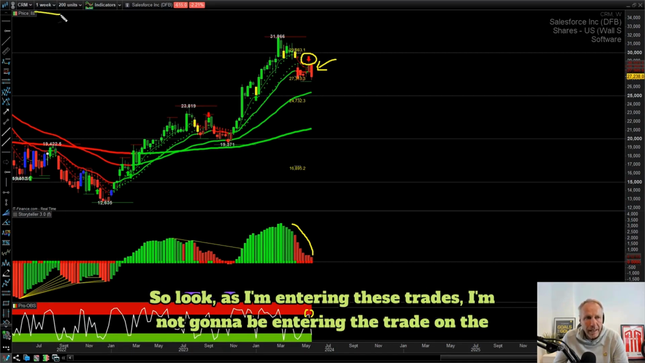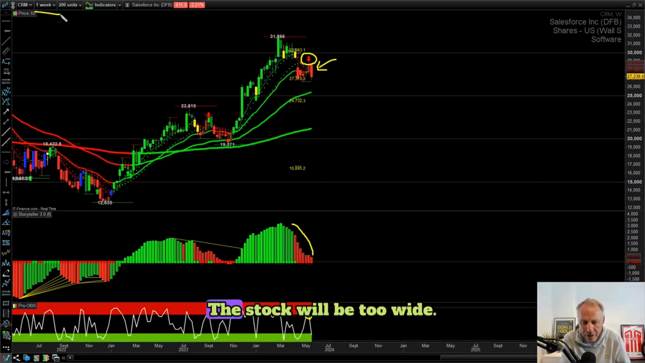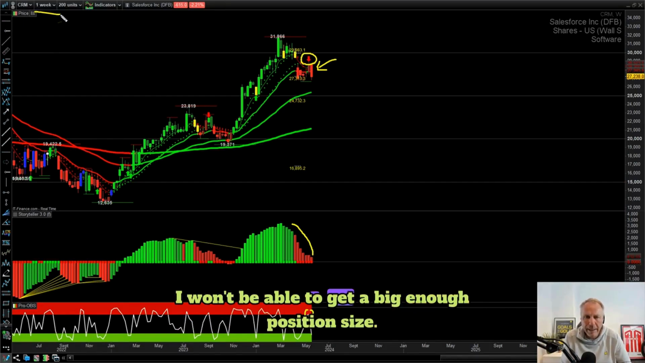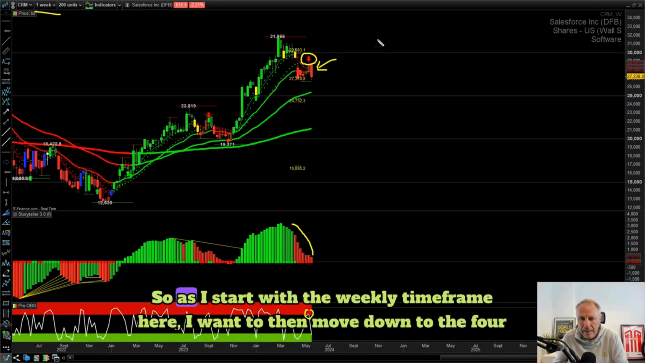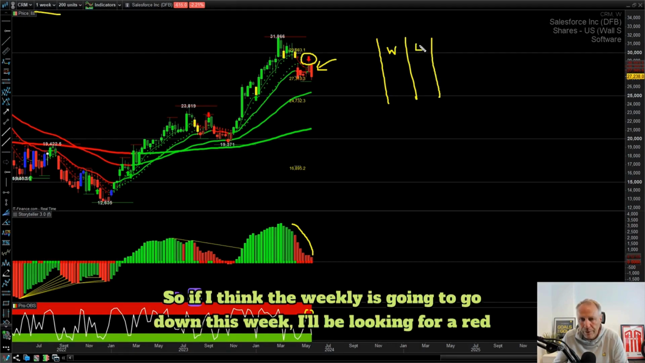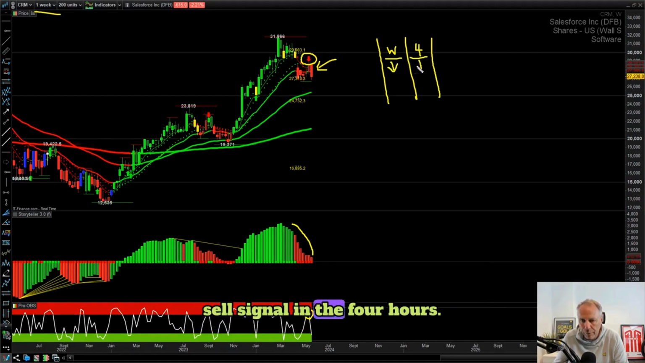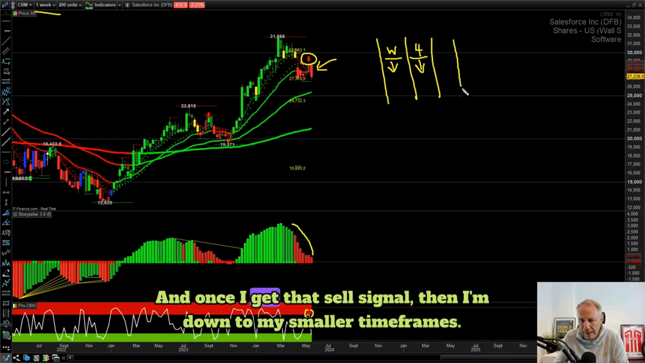So look, as I'm entering these trades, I'm not going to be entering the trade on a weekly chart. The stop will be too wide. I won't be able to get a big enough position size. I want to start going down. So as I start with the weekly time frame here, I want to then move down to the 4 hours. So if I think the weekly is going to go down this week, I'll be looking for a red sell signal in the 4 hours. And once I get that sell signal, then I'm down to my smaller time frames.